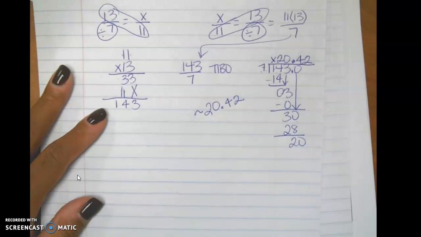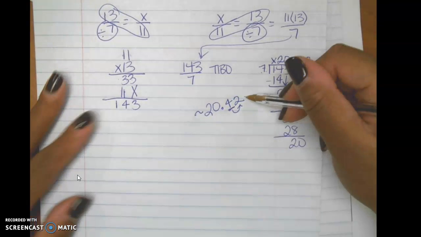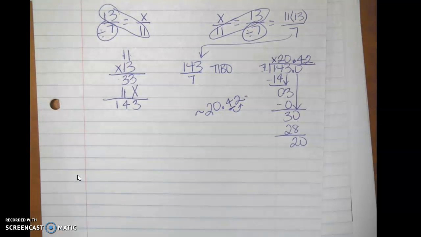20.42. But if I round to the nearest tenth, I need to look at the 2. If this is 4 or less, I need to leave that number alone. Let it rest. 5 or more, raise the score.